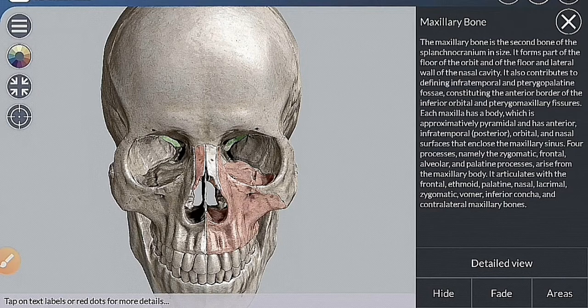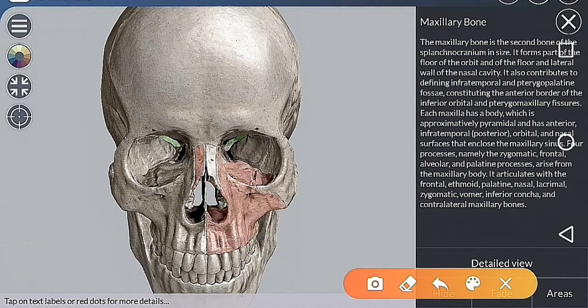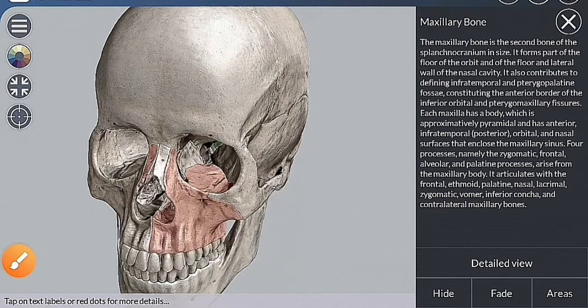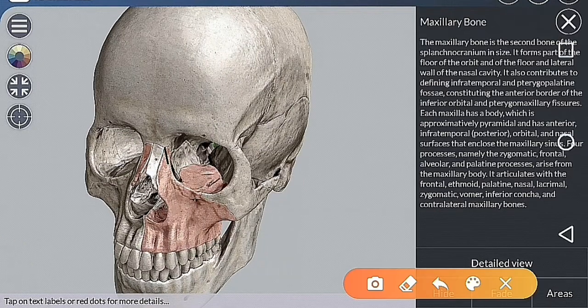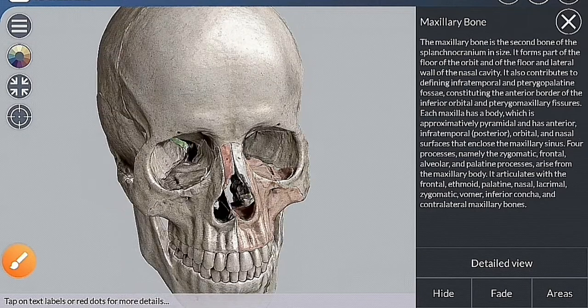It is joined to the other bones by four processes, which we can see here. It joins the frontal bone, also the zygomatic bone here, and it also joins the alveolar bone and also the palatine bone, but you can't see that from here, it's inside the mouth.